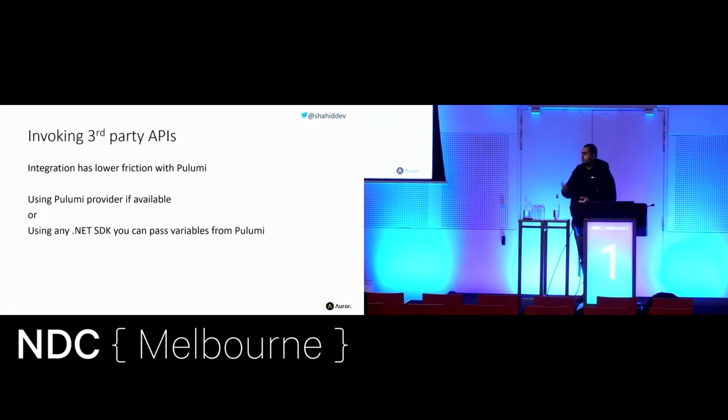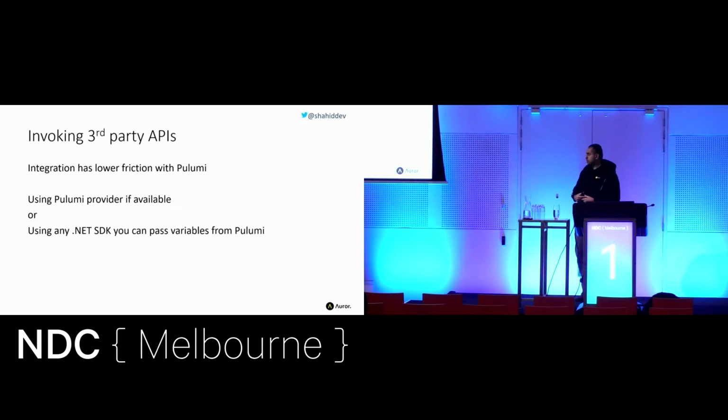When it comes to third-party APIs, I talked about this with the templating options, the fact that you've got a drop-down to run scripts. Well, Pulumi has these providers, and that's great. You can use a provider. But if there isn't a provider, you can use any of the .NET SDKs they have, if you're using .NET, of course. And you can pass variables from Pulumi into the SDK.